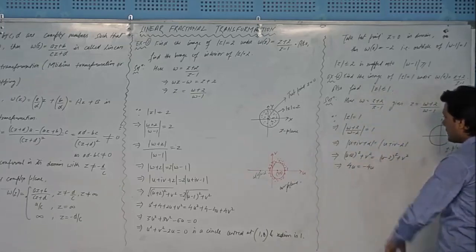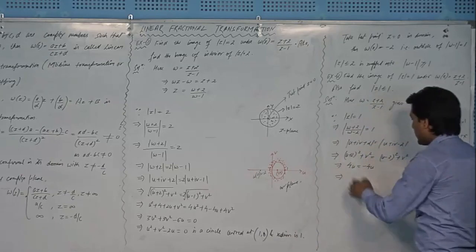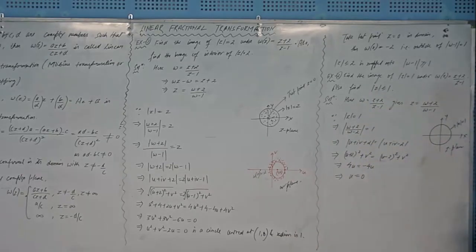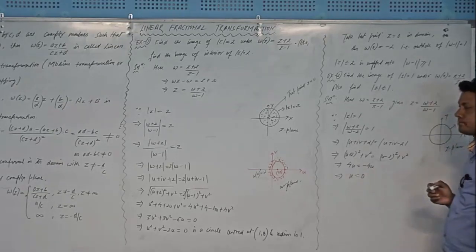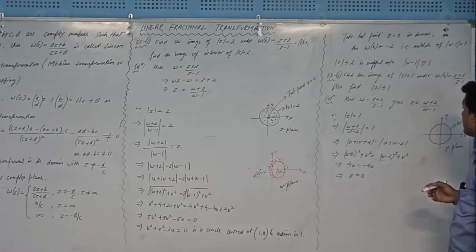And that will give me 8u equal to 0, right? And then u is equal to 0, right? And what is this u is equal to 0? U is equal to 0 is the v axis, right? So I have to draw that axis here.